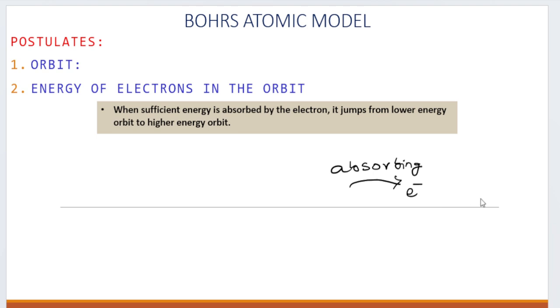jumps from the lower energy to higher energy. These are the lower energies and higher energies. This is the first energy level, this is the second, next third, next fourth, and next fifth energy level. The electron in the ground state or first energy level absorbs energy and goes from the lower energy level to the higher energy level, or lower orbit to higher energy orbit.